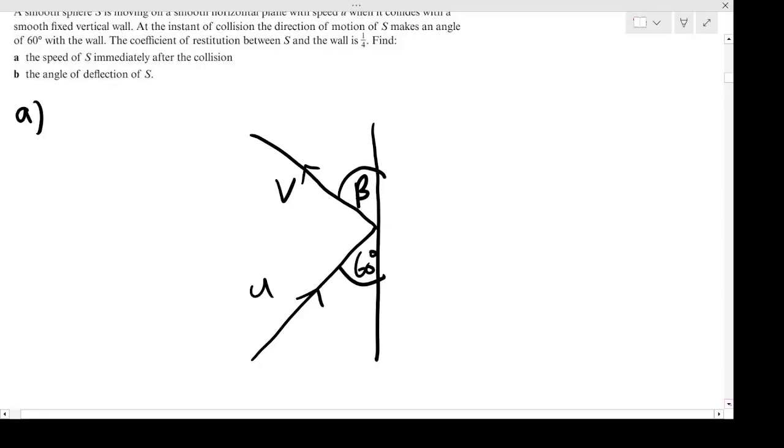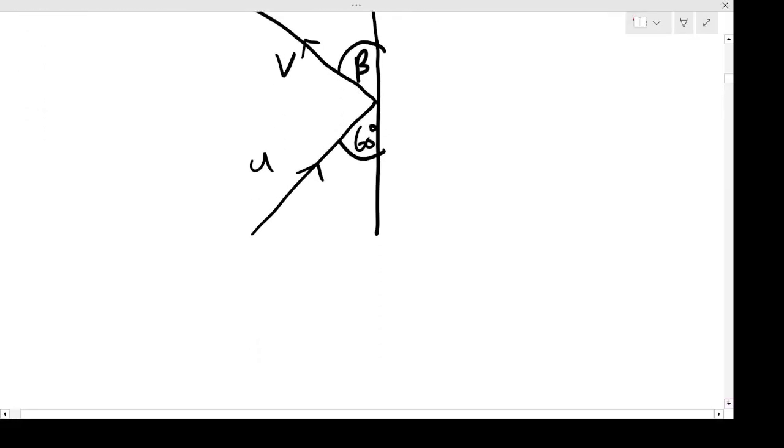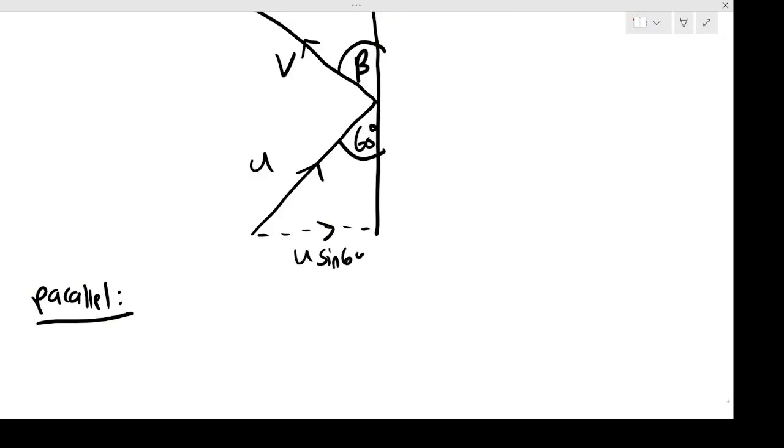We're going to apply our usual stuff. Firstly, the parallel part: if I was to split this up, this is going to be u sine 60, and this is going to be u cos 60.